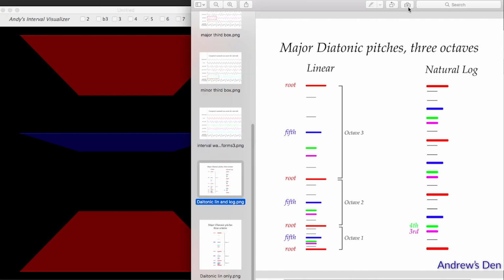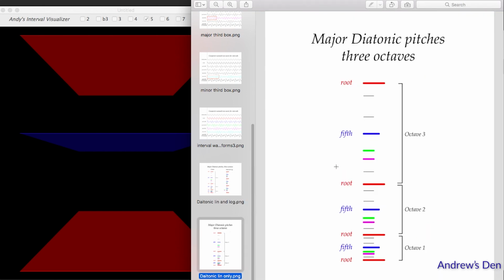Now, if we look here, the major diatonic pitches in 3 octaves. Here we've got octave 1, and the second octave, as you see, gets bigger and bigger. Here, as you see, we've got 3 octaves represented by frequency. The first octave would be like 100 to 200, for example. Then 200 would have to go to 400, and sure enough, it's twice as big. Then 400 to 800 is twice again as big. So the frequencies spread out.